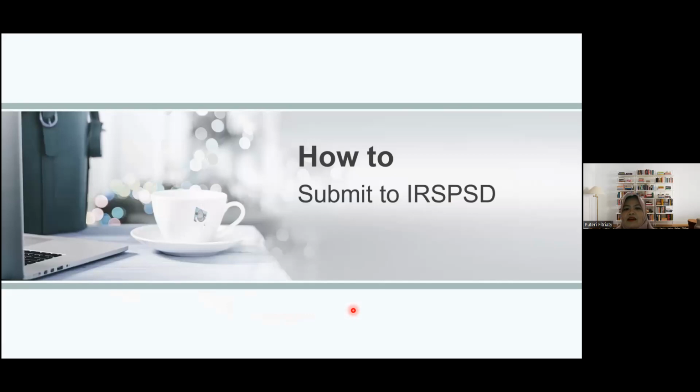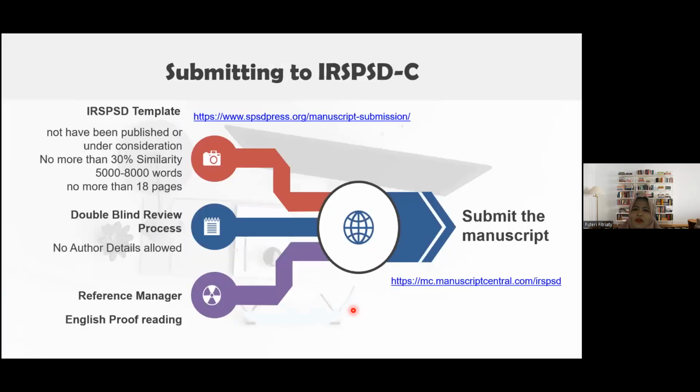And the last question is how to submit to IRSPSD International. For submitting your paper to IRSPSD section C, you can access our website at www.spsdpress.org for manuscript submission. On this web page, you will see the template of our journal. You have to download that and write your paper in that template.